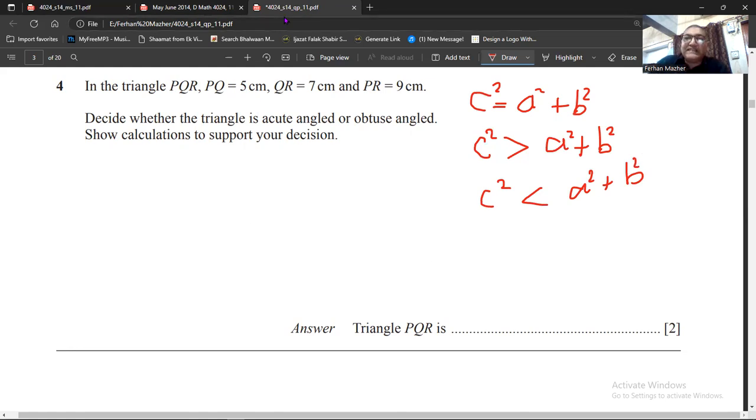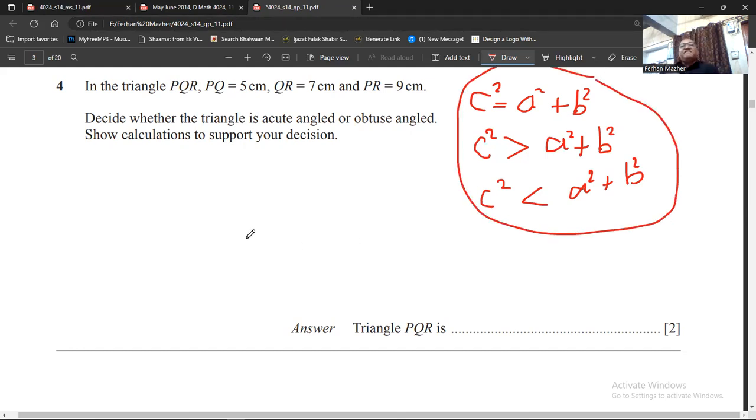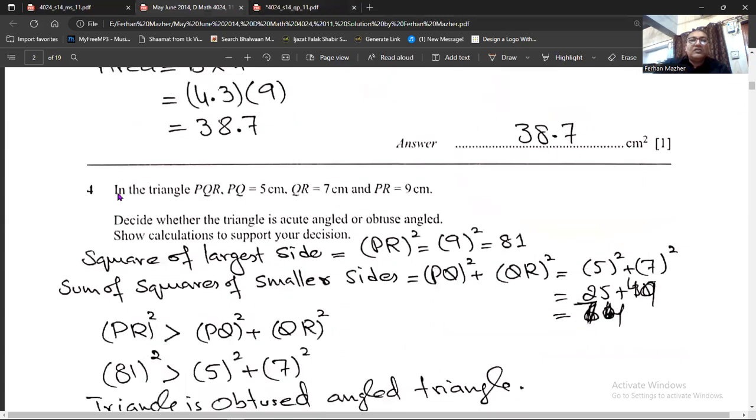So this is the basic concept. Never forget this concept. Always remember this concept. It's a very, very important concept. The largest side here is which one? 9. And these two are the two smaller sides. So I will find 9 square, then I will find 7 square plus 5 square, then I will check what is the relation between them.